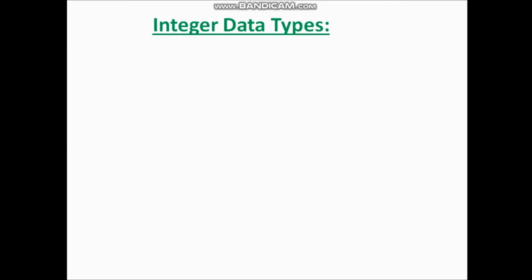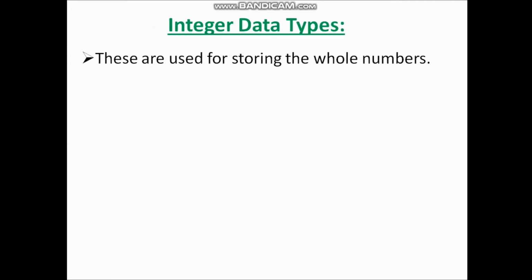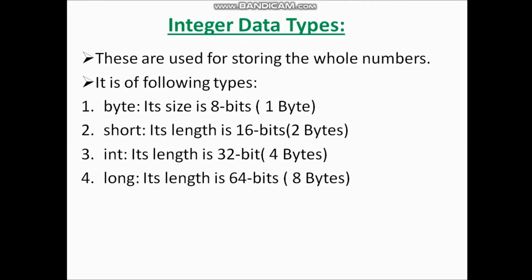So first one is integer data types. These are used for storing whole numbers. It is of 4 types: byte, short, int and long, and the sizes of the data types are mentioned in the table. Then next one is floating point data type.